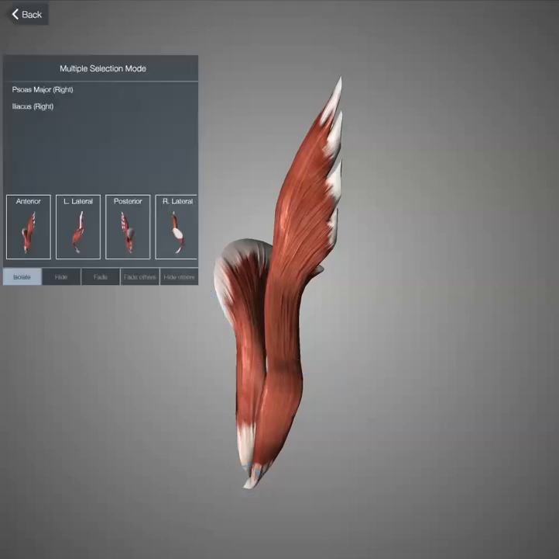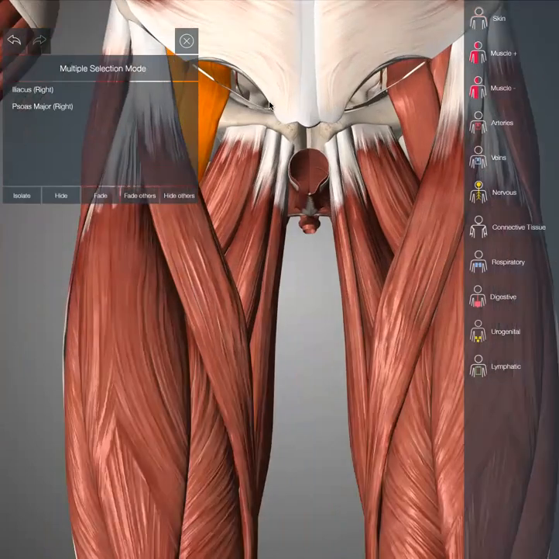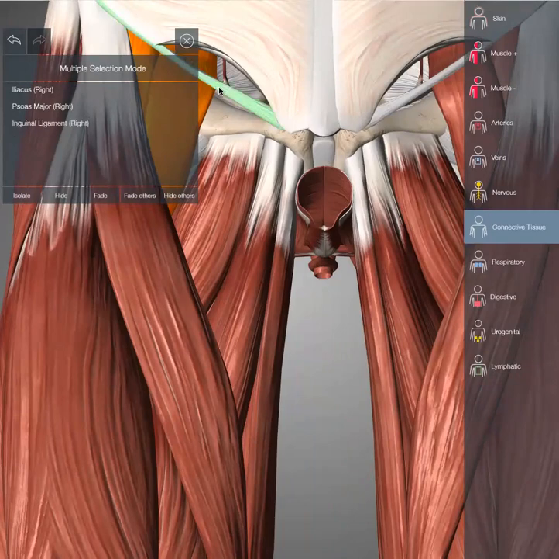which is situated in the anterior compartment of the thigh. Let me just select all of those things for you so that you know exactly what we are talking about, and I hope I can find the inguinal ligament. Let me get the connective tissue out here. You can see this is the inguinal ligament.